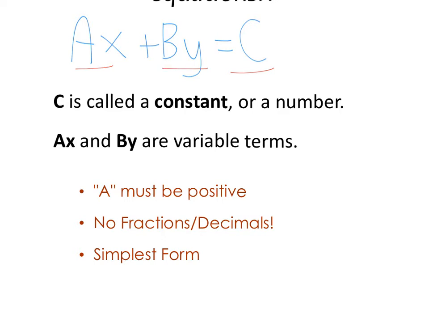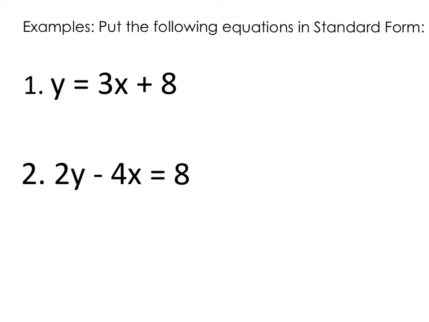A couple rules to follow with standard form is that 1, a must be positive. And here, a is the coefficient that's in front of x, right there. There can be no fractions or decimals in standard form, and standard form must be in simplest form. Let's go through a few examples of putting the following equations in standard form. So again, standard form is ax plus by equals c.